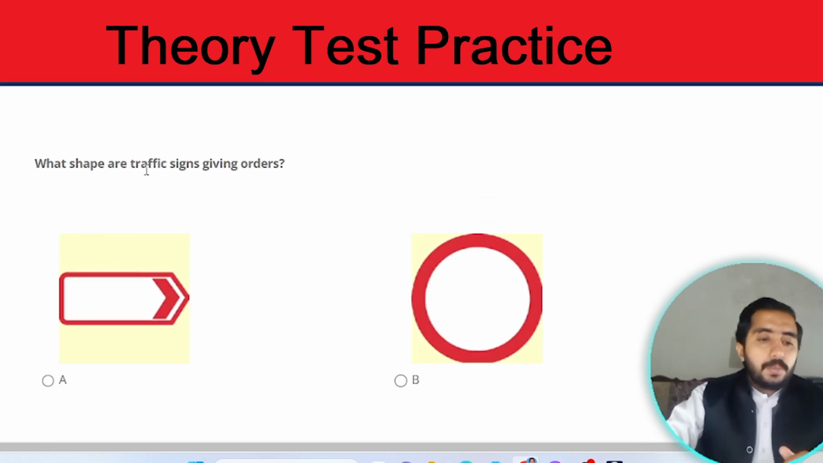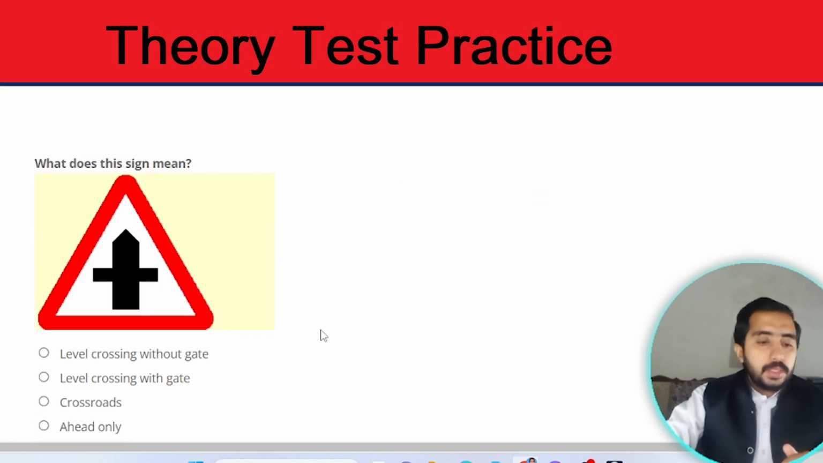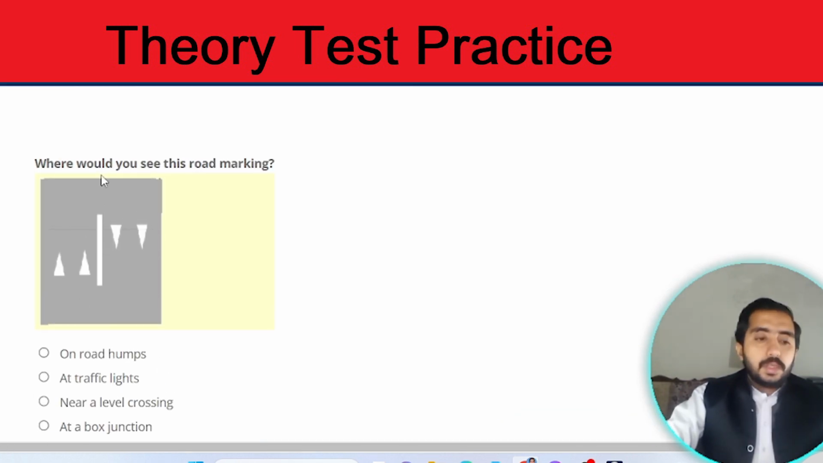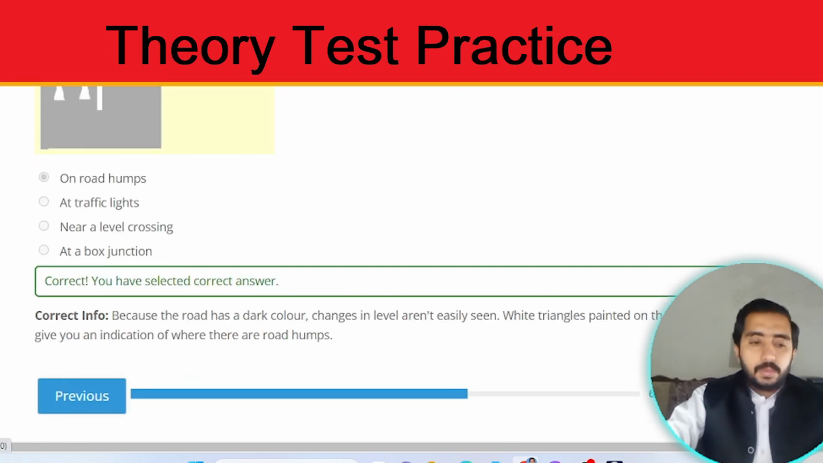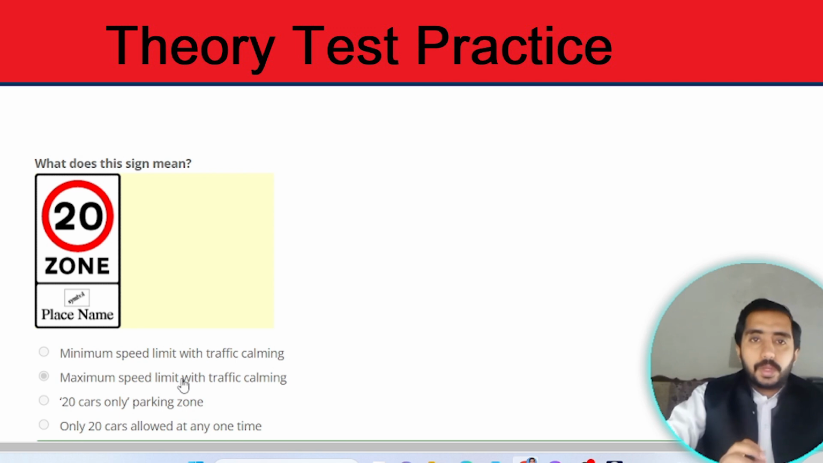What shape are traffic signs giving orders? The correct answer is option B. Next one. This sign is represented by crossroads. Our next question is, where would you use this road marking? The road marking is used on road humps, option A. Next one. This one is represented by maximum speed limit with traffic calming. Option B is the correct option. Next one.